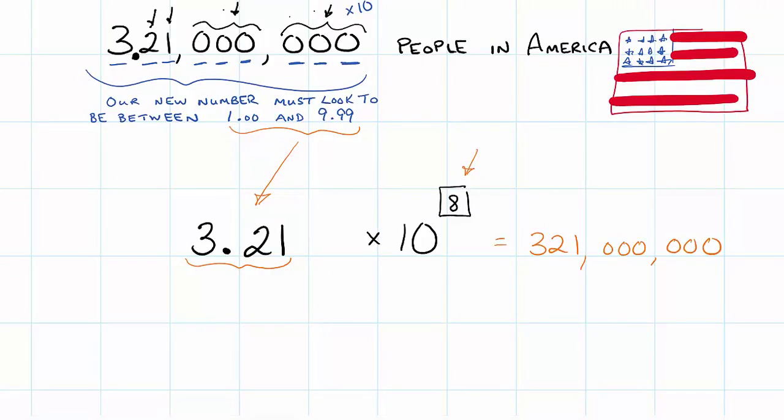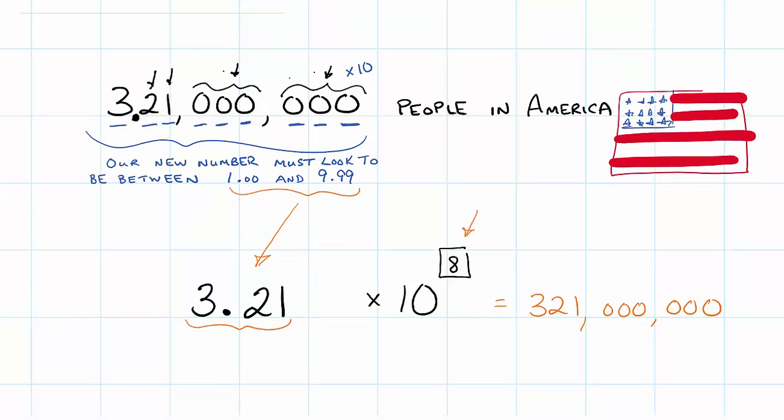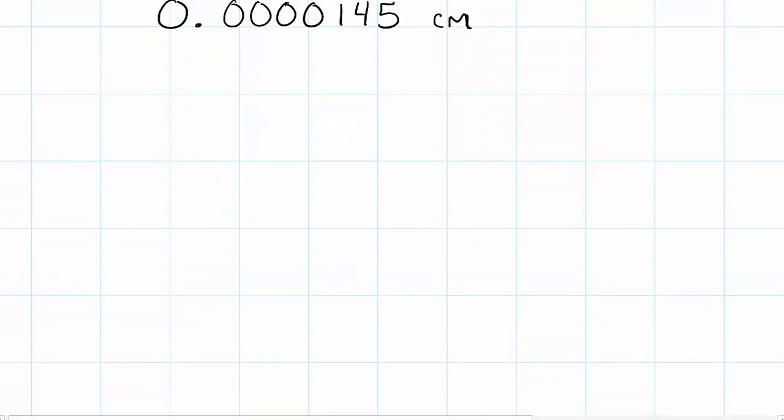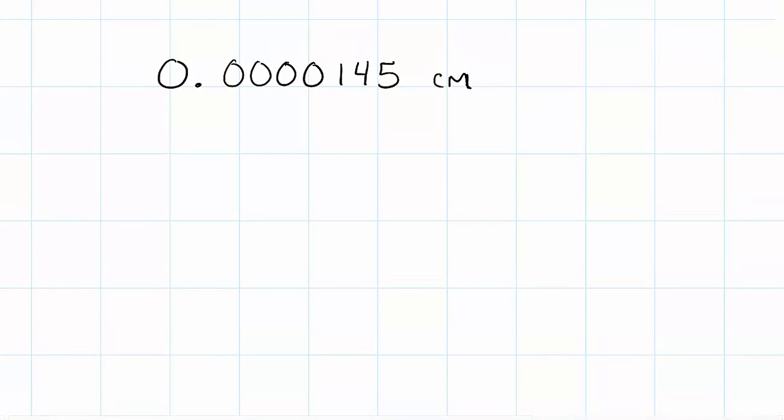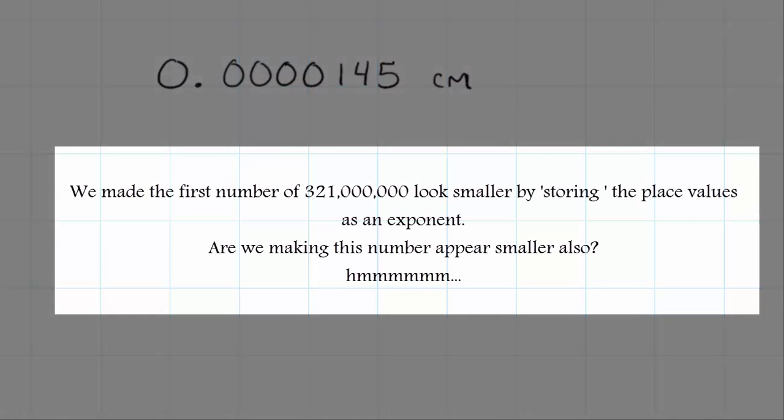All right. Well, we started with a big number. Now, let's start with a smaller one. If we look at a small number, something that we may see in science class, we look in microscopes all the time at very, very tiny objects. Let's say that this thing was 0.0000145 centimeters. How can we write this without having to write all the zeros? Well, we can write it in scientific notated form.